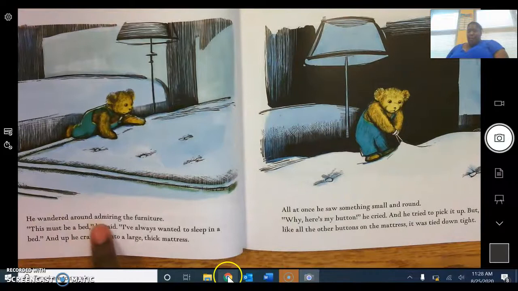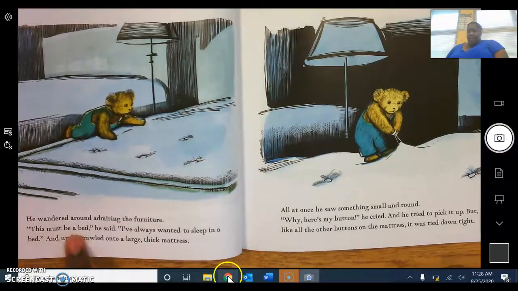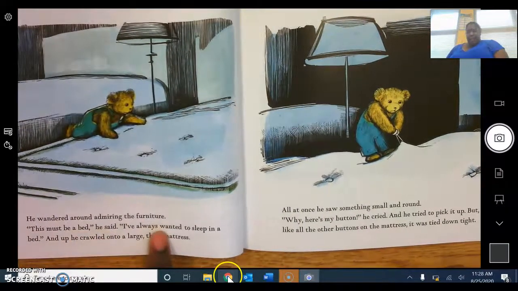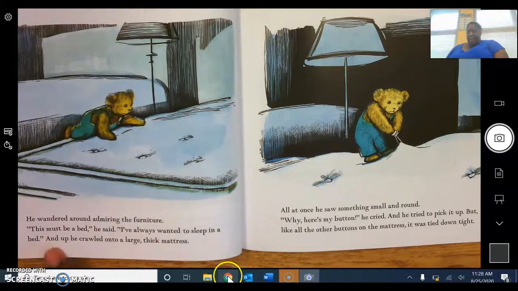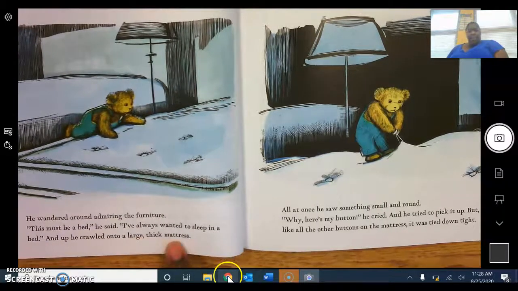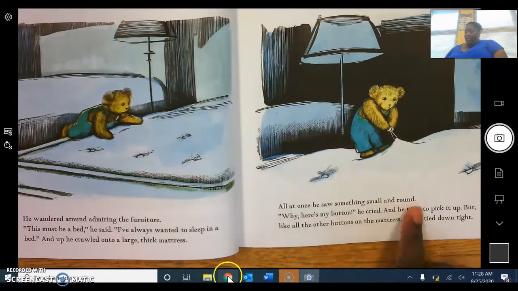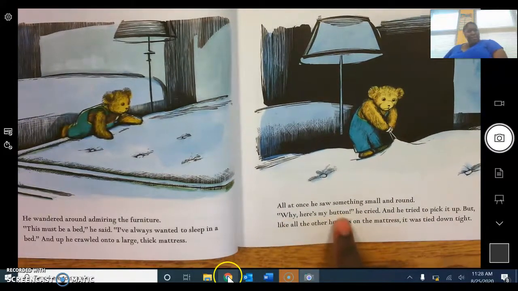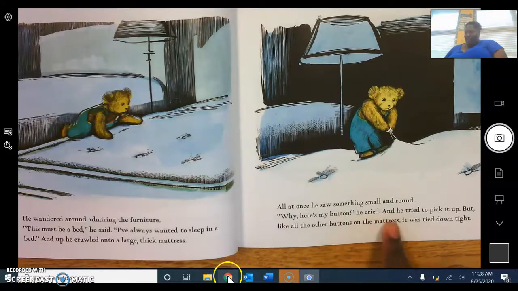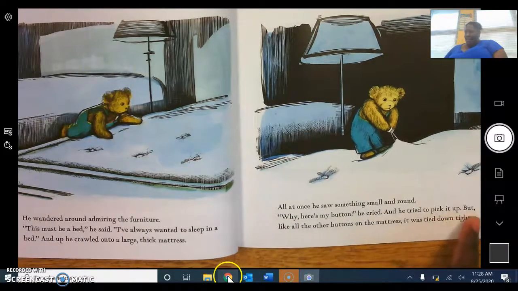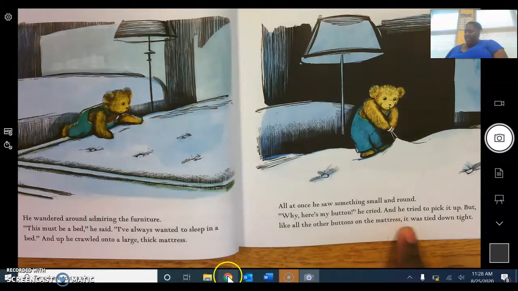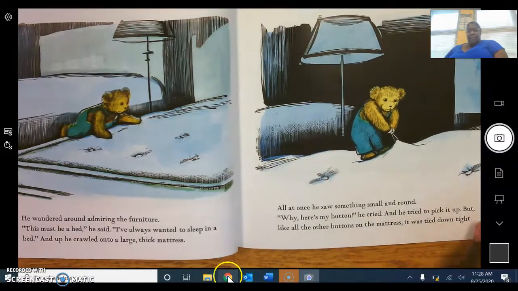He wandered around admiring the furniture. "This must be a bed," he said. "I've always wanted to sleep in a bed." And up he crawled onto a large, thick mattress. All at once he saw something small and round. "Why, here's my button!" he cried, and he tried to pick it up. But like all the other buttons on the mattress, it was tied down tight.